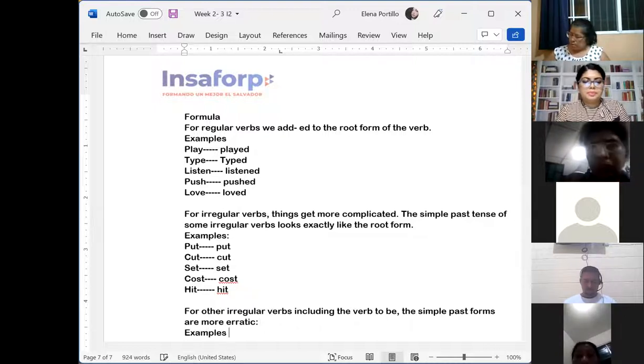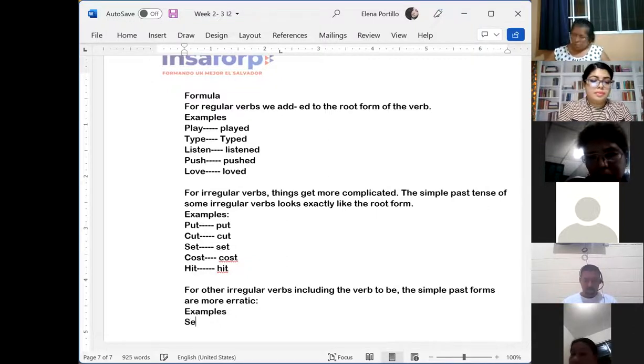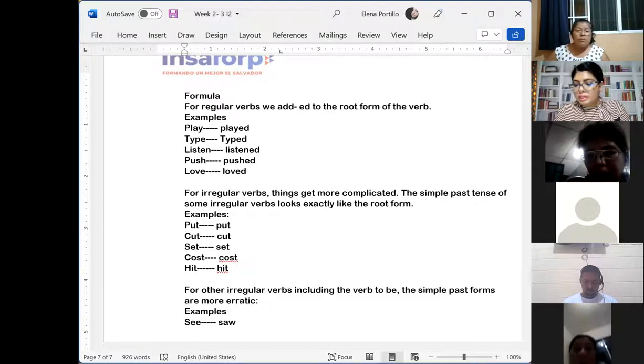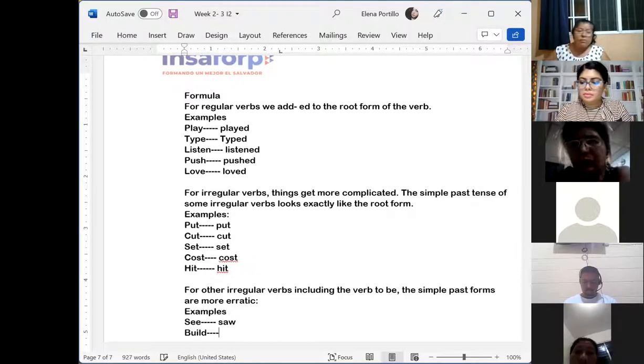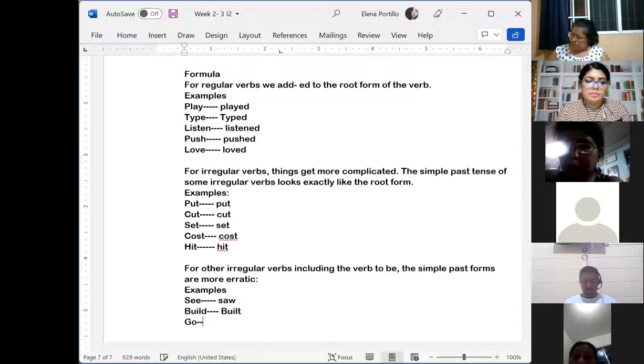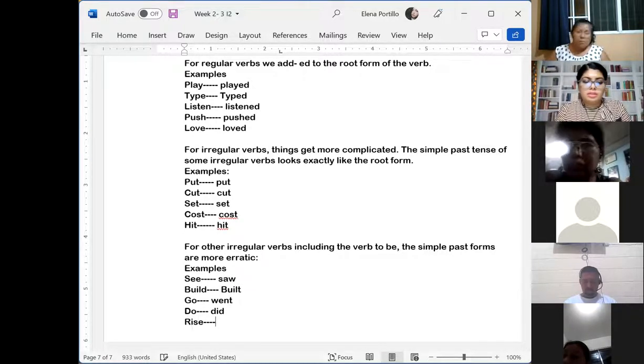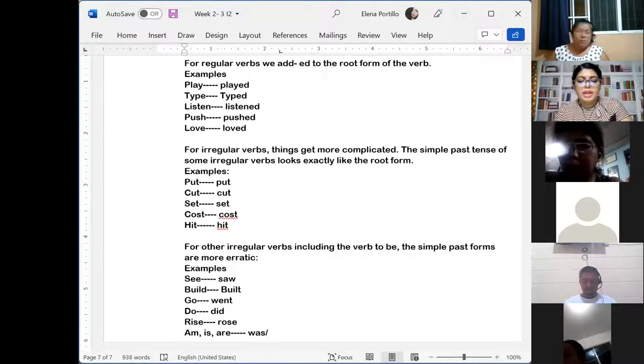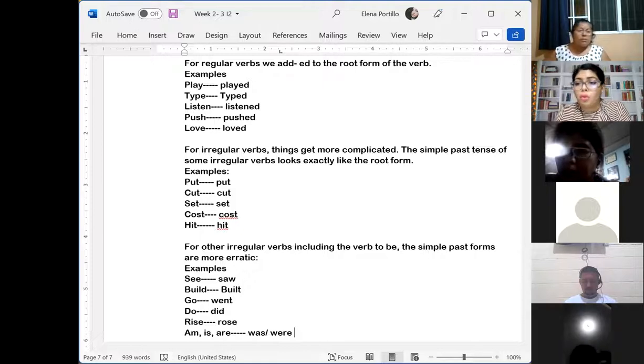And we have some examples. We have see, and it changed to saw. Then we have build to built. We have go and change to went. We have do that change to did. Rise, rose, is and are changed to was and were. So in those cases, these verbs change their form because they are irregulars and have this special characteristic.